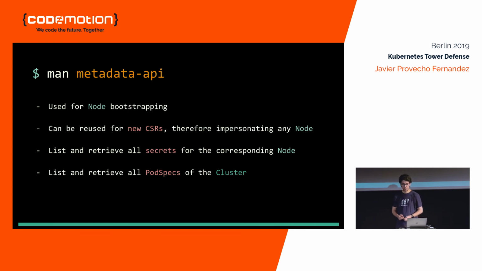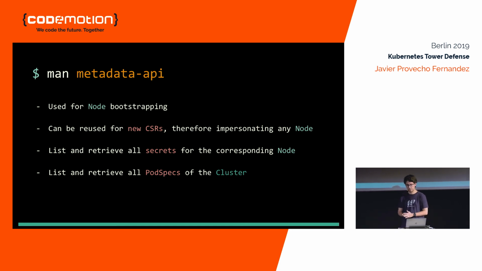And about the other one, the metadata API, this is the process that you can follow for hacking through all this node. As I explained before, it was used for bootstrapping and lets you retrieve, when you are impersonating the node, all secrets, but only corresponding to you. And it lets you retrieve all the pod specs in the cluster, so even more than the Kubernetes read-only API.